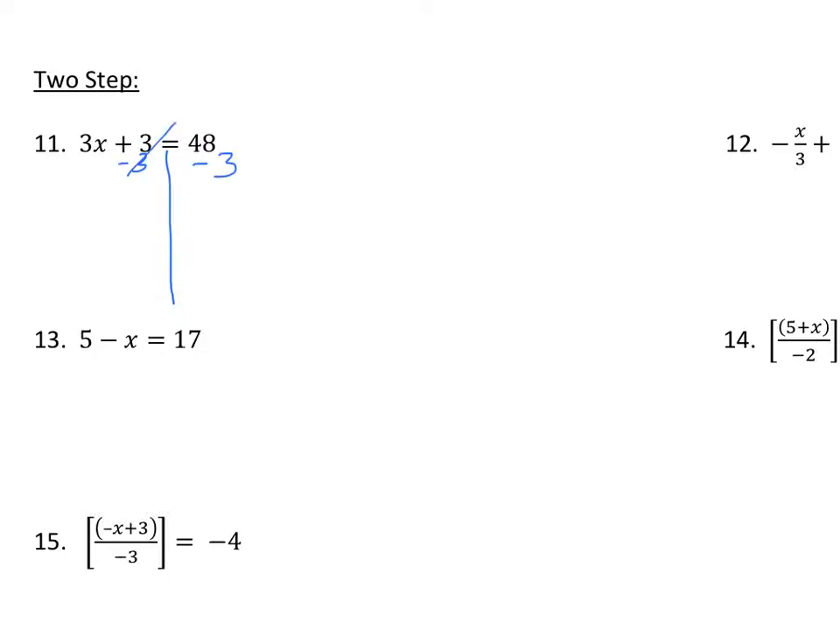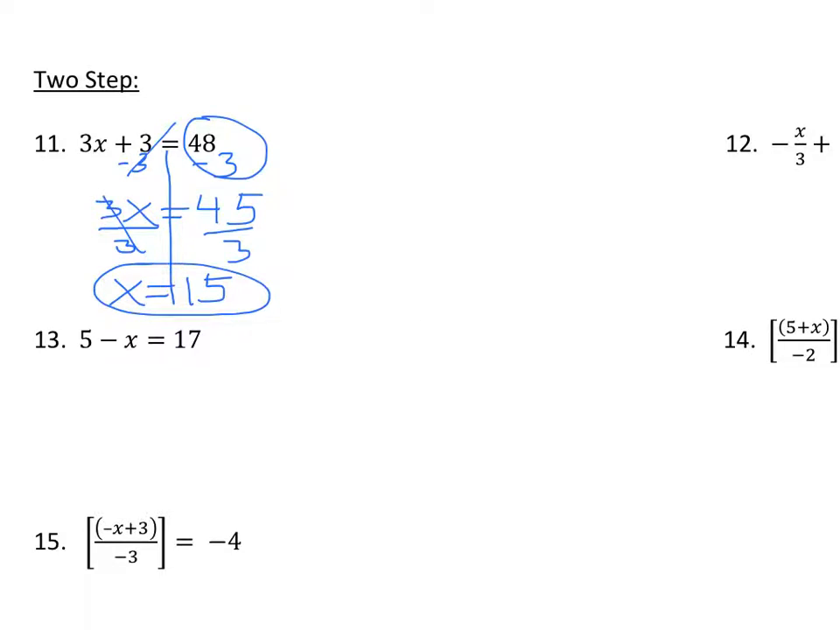On the left side we just have 3x equals, and then here, 48 minus 3 is 45. And then this means 3 times what number gives us 45? Well, since it's 3 times x, I do the opposite. I divide by 3. And 45 divided by 3 is 15. So that took us 2 steps to get x by itself.